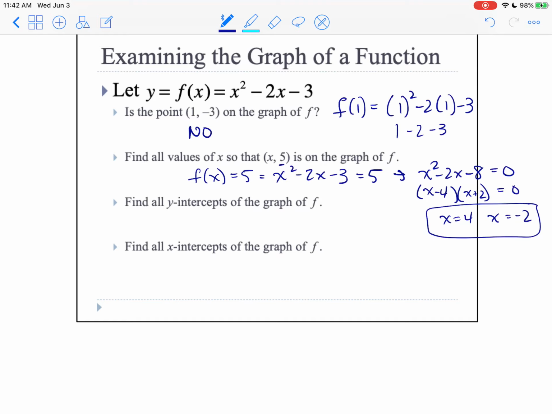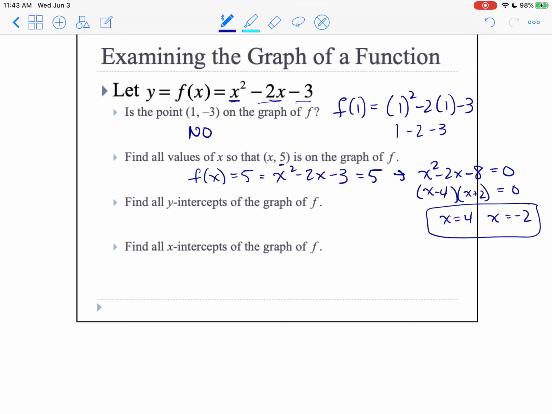Cool. And I can check this by plugging 4 back into here. 4 squared is 16, sorry. Minus 8 gives me 8. Minus 3 is 5 for sure. Let's plug in negative 2. Negative 2 squared is 4, plus another 4 is 8. Minus 3 is 5. Hey, they both work.